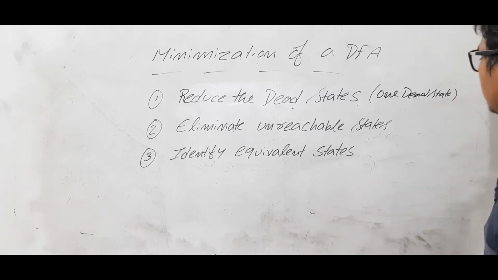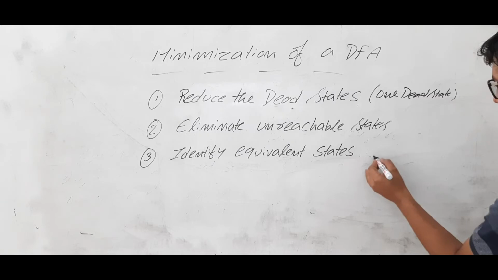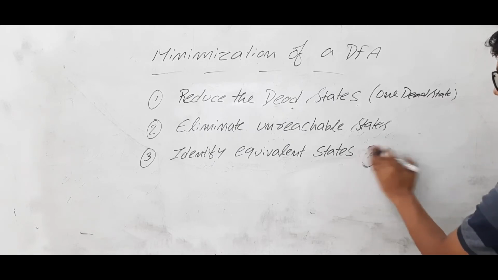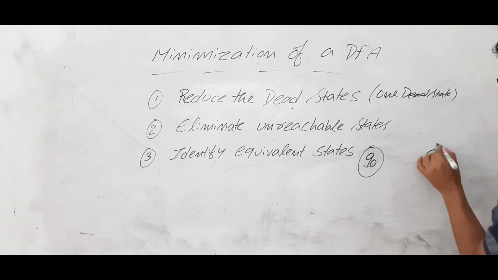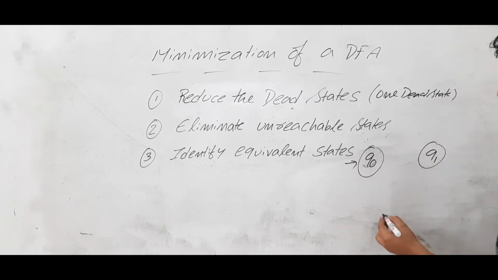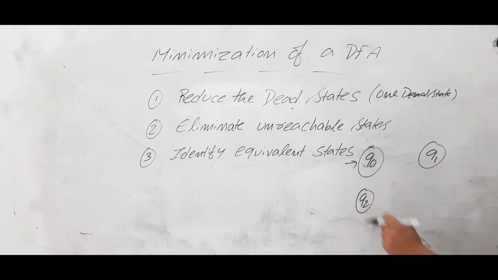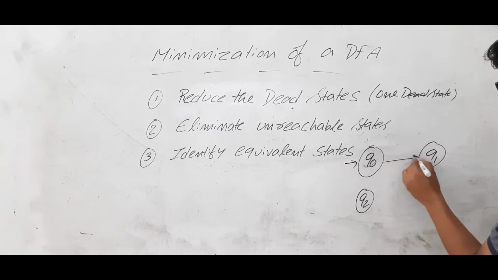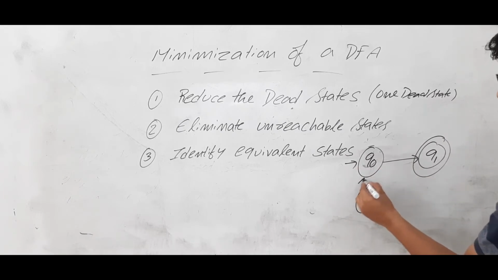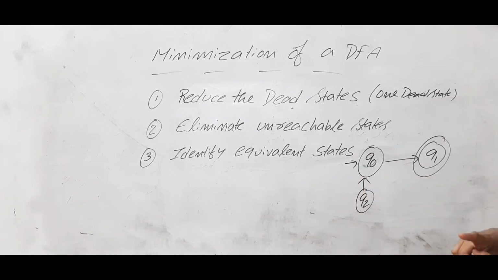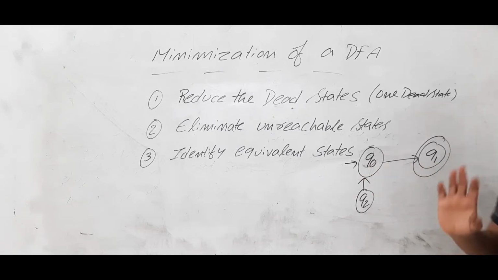What is meant by an unreachable state? Let's take that you have a Q0 state and a Q1 state. Q0 is the initial state and Q2 is another state. Now, what is the initial state in this one? Q0 is the initial state, Q1 is the final state.